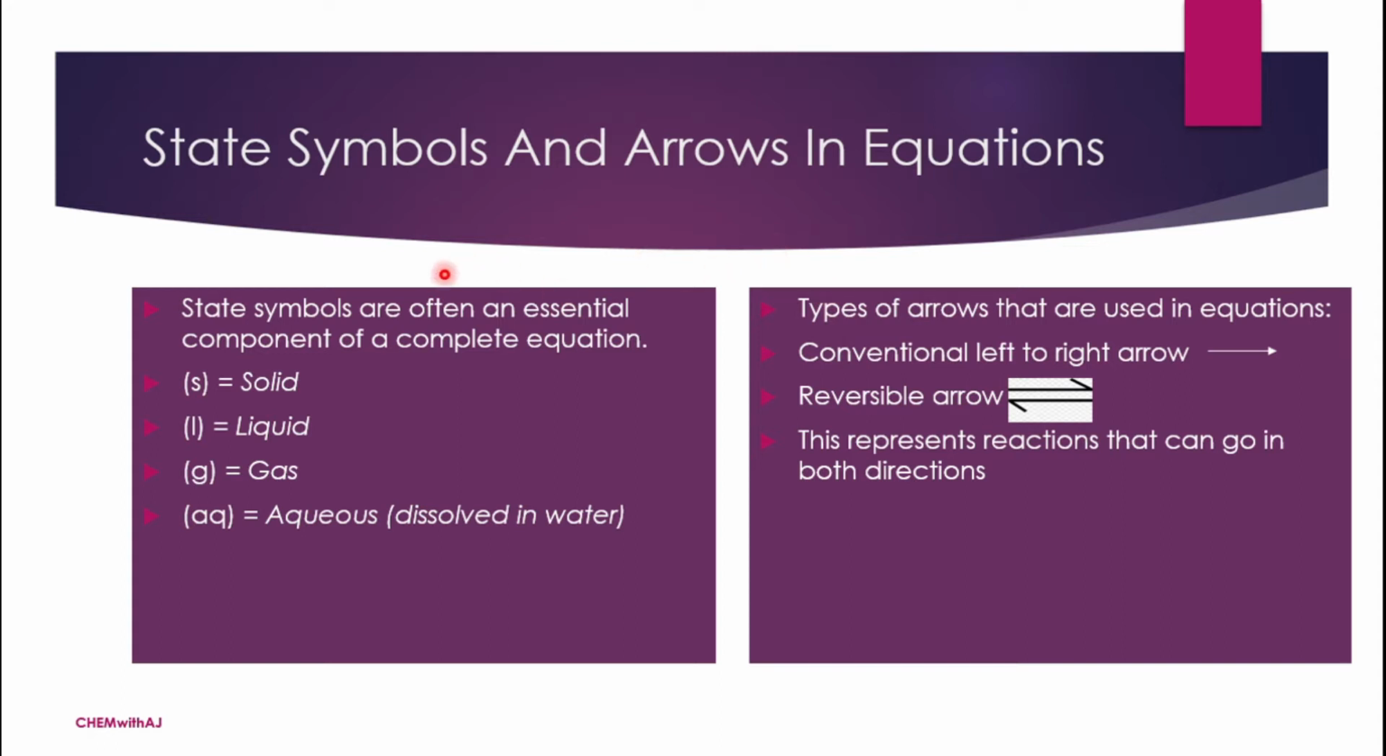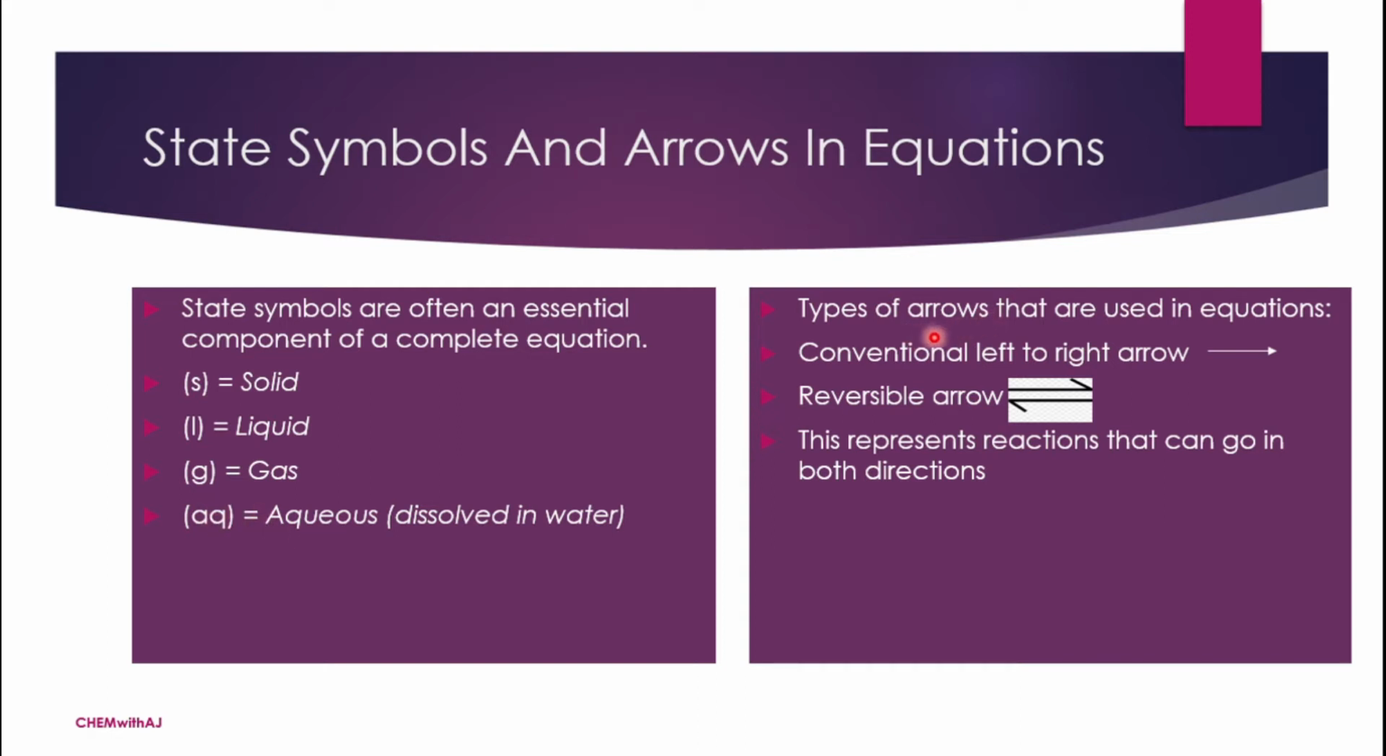So next we move on to state symbols and arrows in equations. State symbols are, more often than not, an essential component of having a complete equation. So S means it's solid state, L means liquid state, G means gaseous state, and (aq) within brackets means it's aqueous, so it's dissolved in water.